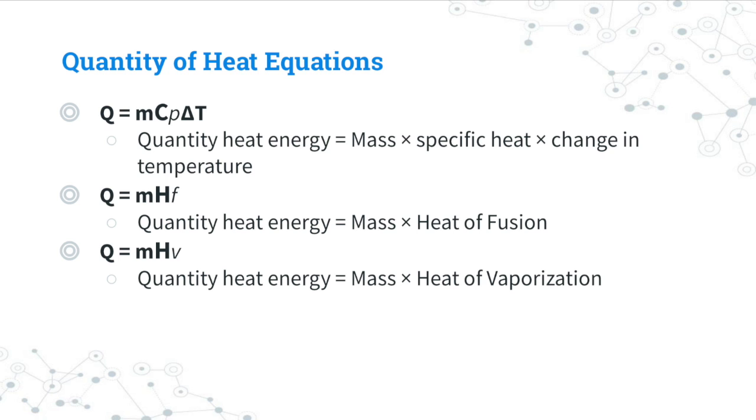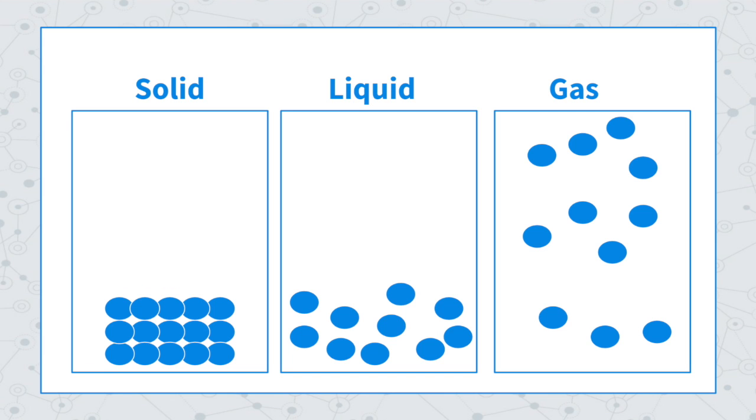This equation is used to find how much energy it takes to vaporize or condense a substance. In order to change phases of matter, you must break or form attractions between molecules. Solids have the most attractions, and gases have the least.